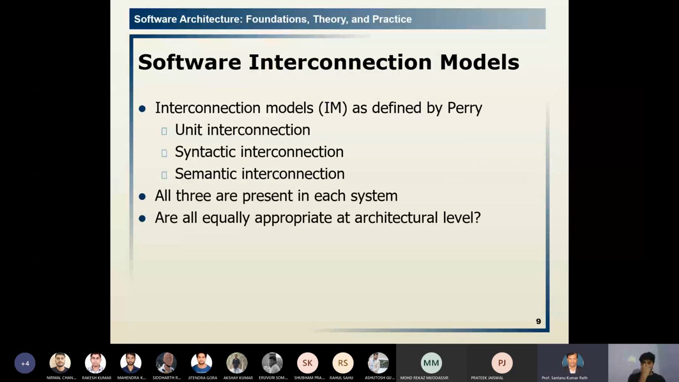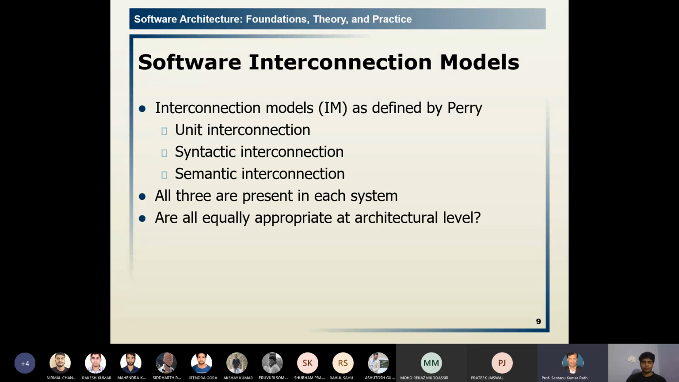Now, the software interconnection model. The interconnection model (IM) is defined by the author Perry. For a developer, it has the unit interconnection, syntactic interconnection, and semantic interconnection. All three are present, and all are equally appropriate at the architectural level, according to their respective architectural level.